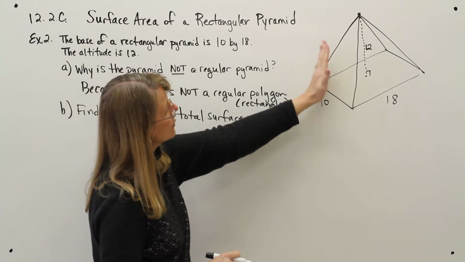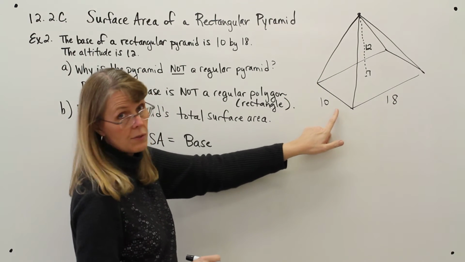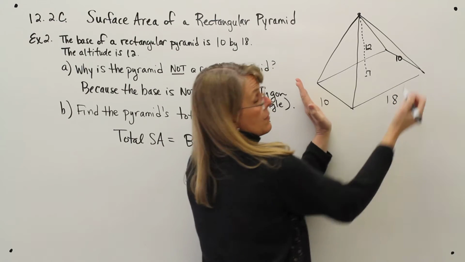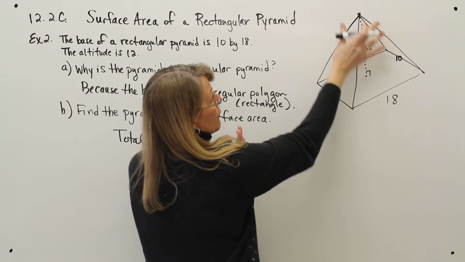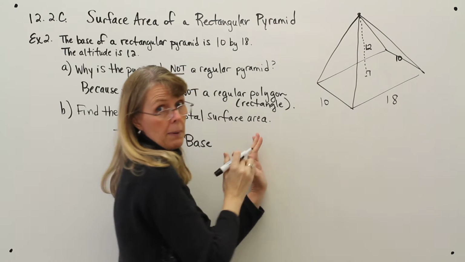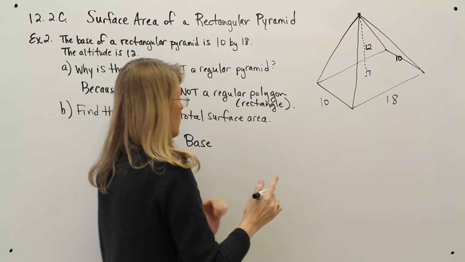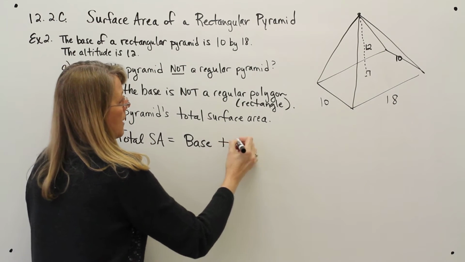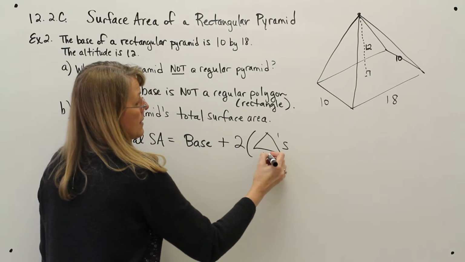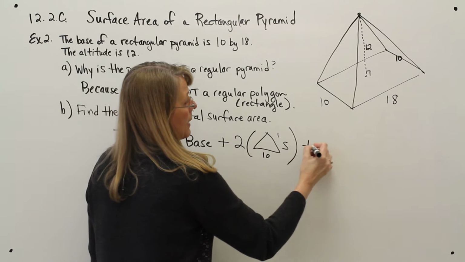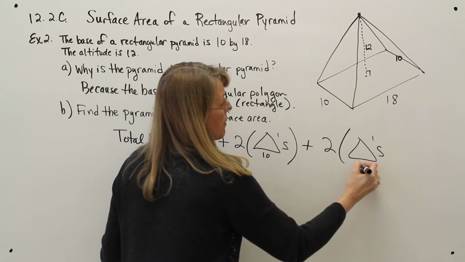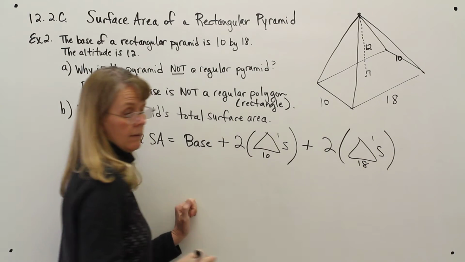The triangle here to the left that has a base of 10 will match the one that's over here that has a base of 10. And the triangle in front here that has a base of 18 will match the one in the back that will have a base of 18. So we have 2 different kinds of triangles. So I'm going to say plus 2 of these triangles that have a base of 10. And I'm going to add on 2 of the triangles that have the base of 18.